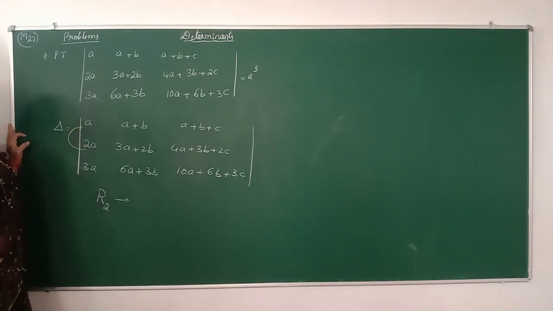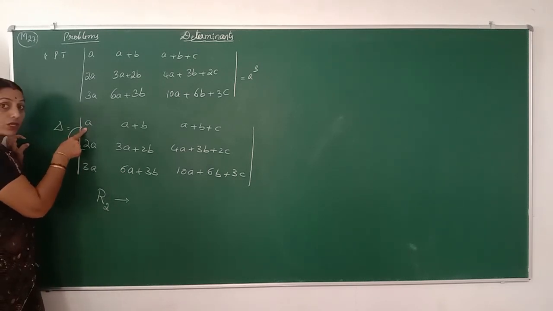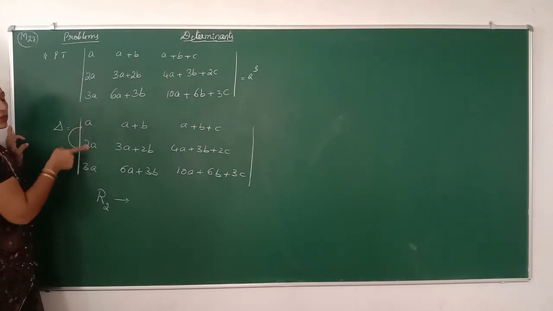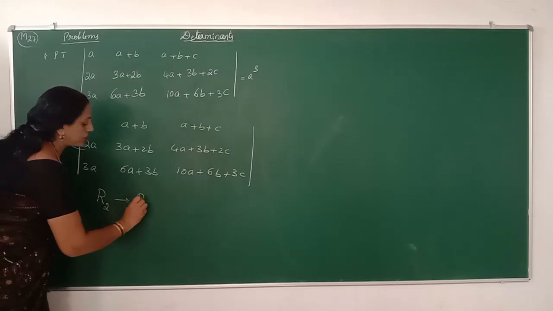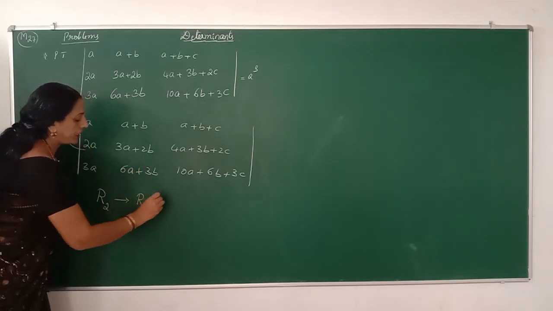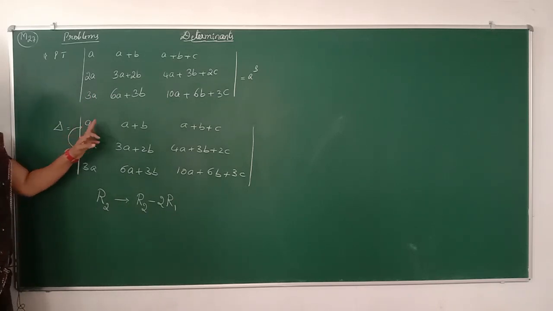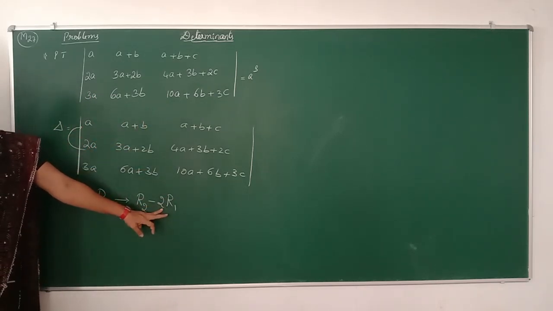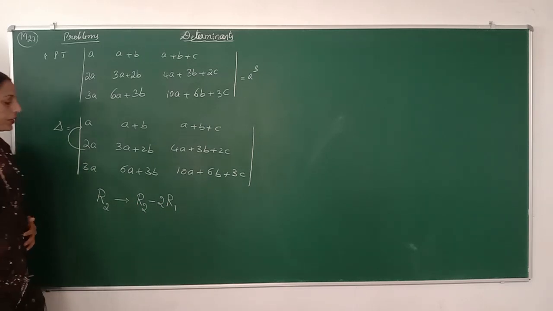2a minus a is nothing but a, but it's not equal to 0. Suppose the first element is also 2a, then after subtraction 2a minus 2a is 0. Therefore R2 can be changed to R2 minus 2 times R1. The elements of R1 are multiplied by 2 and subtracted from the corresponding elements of R2.